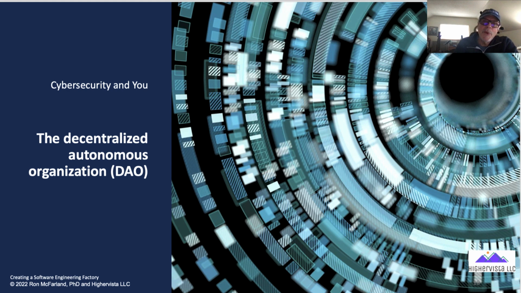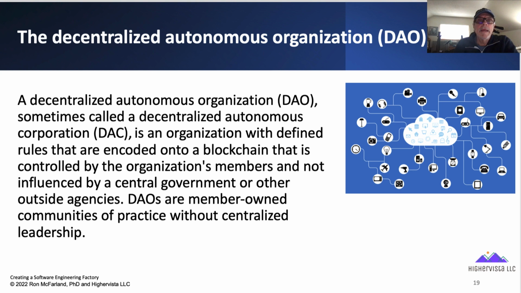So that brings into a concept, decentralized autonomous organization, DAO. And a DAO is sometimes called a decentralized autonomous corporation, DAC. So that's, again, one of those terminologies that gets switched back and forth. It's an organization with defined rules that are encoded into a blockchain. And I encourage you, if you're interested in blockchain, dig deep into it, because I think, as we all know, it's going to be one of the driving factors, certainly in Industry 4.0. And it's controlled by the organization members.